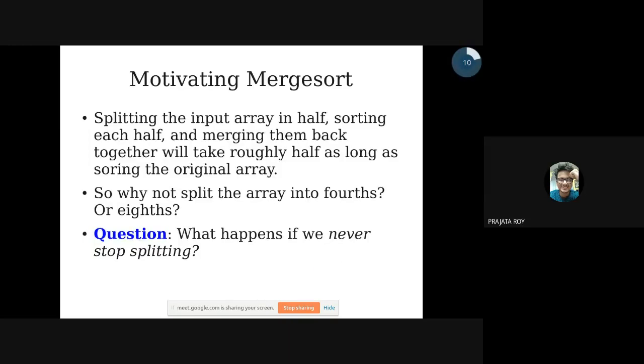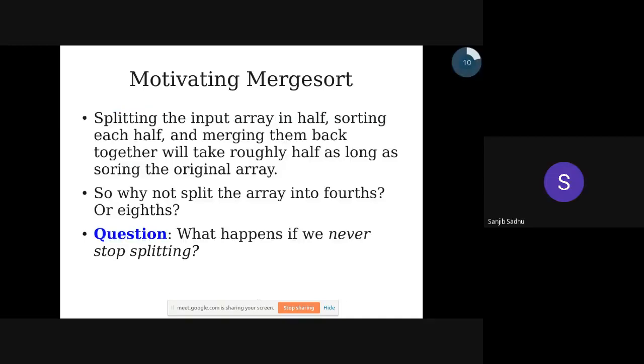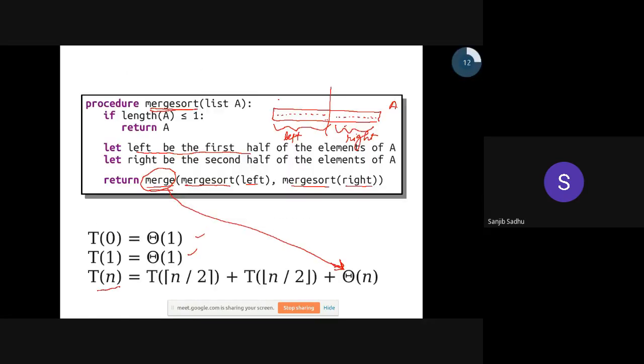Sir, why is it floor and ceiling of n by 2 in the 2T(n by 2)? Okay, I was expecting this question. I will tell you. But you know that the merge will take a linear amount of time. You just compare all the elements and then merge. That's why theta n. I am not describing it in detail because you already studied the merge procedure in data structure.